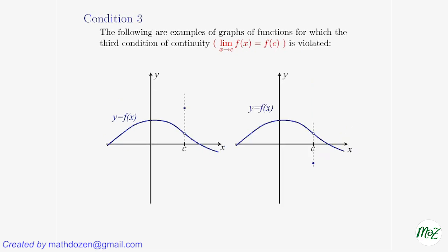Now on to the third example. Here we have a couple of graphs where the function is defined at x equals c. The limit of the function as x approaches c exists, but those are not the same. So the value of the function is somewhere here above, but the limit will be somewhere here at this height. Likewise, for this function on the right, the limit will exist, but the height of the function is not equal to the value of the limit here.